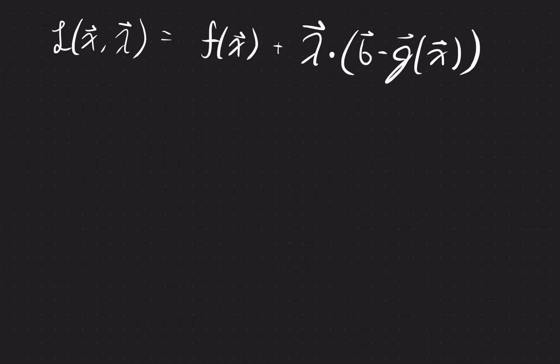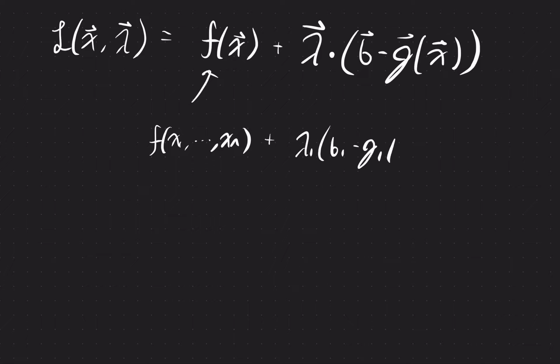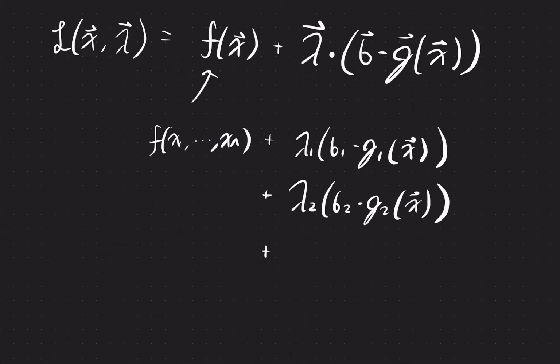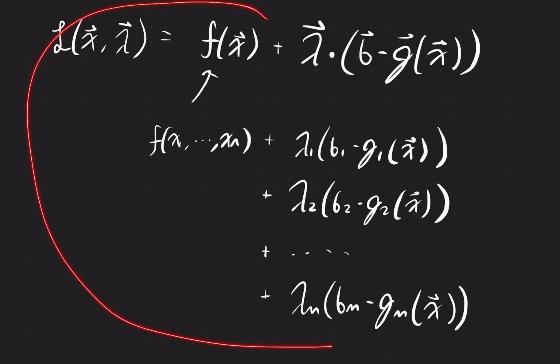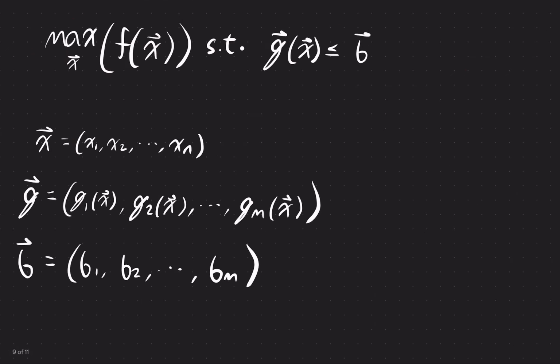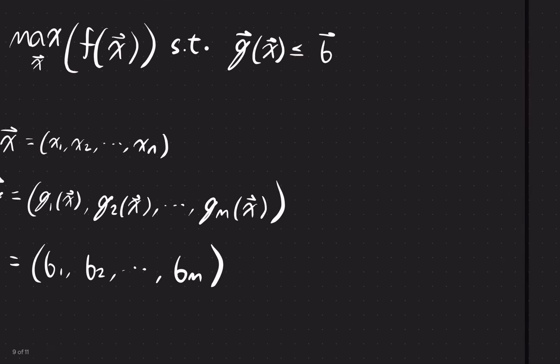Again, if we write this out in components, this one's going to be f of x1 all the way to xn. And then this dot product is going to be lambda 1 times b1 minus g1 of the vector x, plus lambda 2, b2 minus g2 of the vector x, all the way for your m constraints. And that's how you set up this Lagrangian. This is going to be the same if it's a max or a min problem, and whichever way this inequality goes. So that's how you set up the Lagrangian.